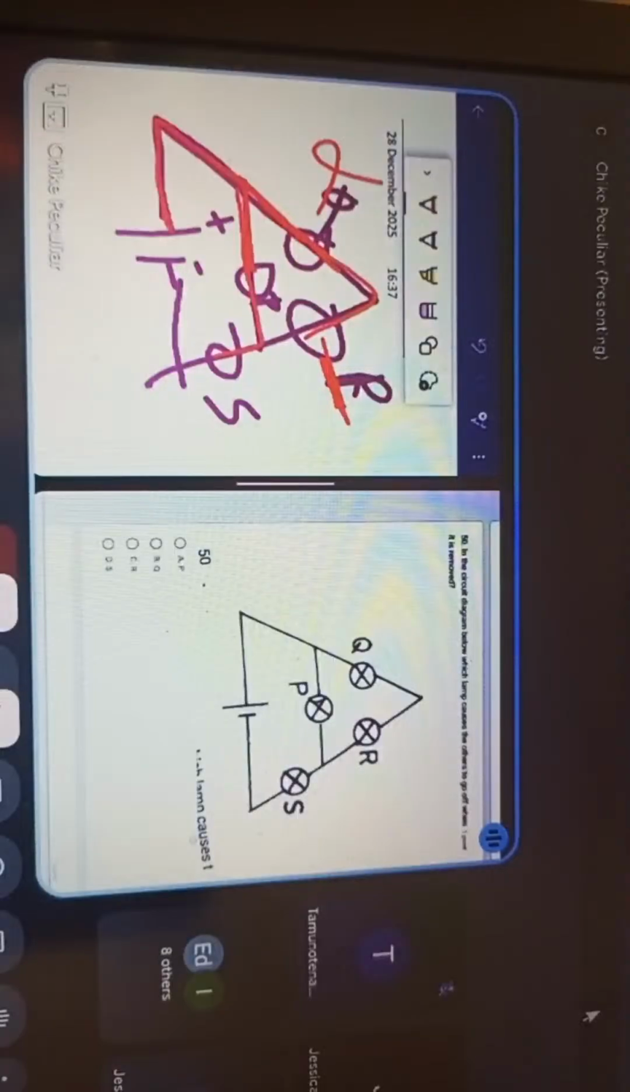So current can't flow through this broken lamp to get to R. But it flows from P, right? And if it flows from P, it gets to what? It gets to S. That means if Q is affected, at least P will be on. We are sure that P will be on. Now, if Q is affected, R will be affected because current will not be able to flow through to get to R. Now, the answer is actually what? What do you think the answer is now? After having eliminated Q and R, what do you think the answer is?